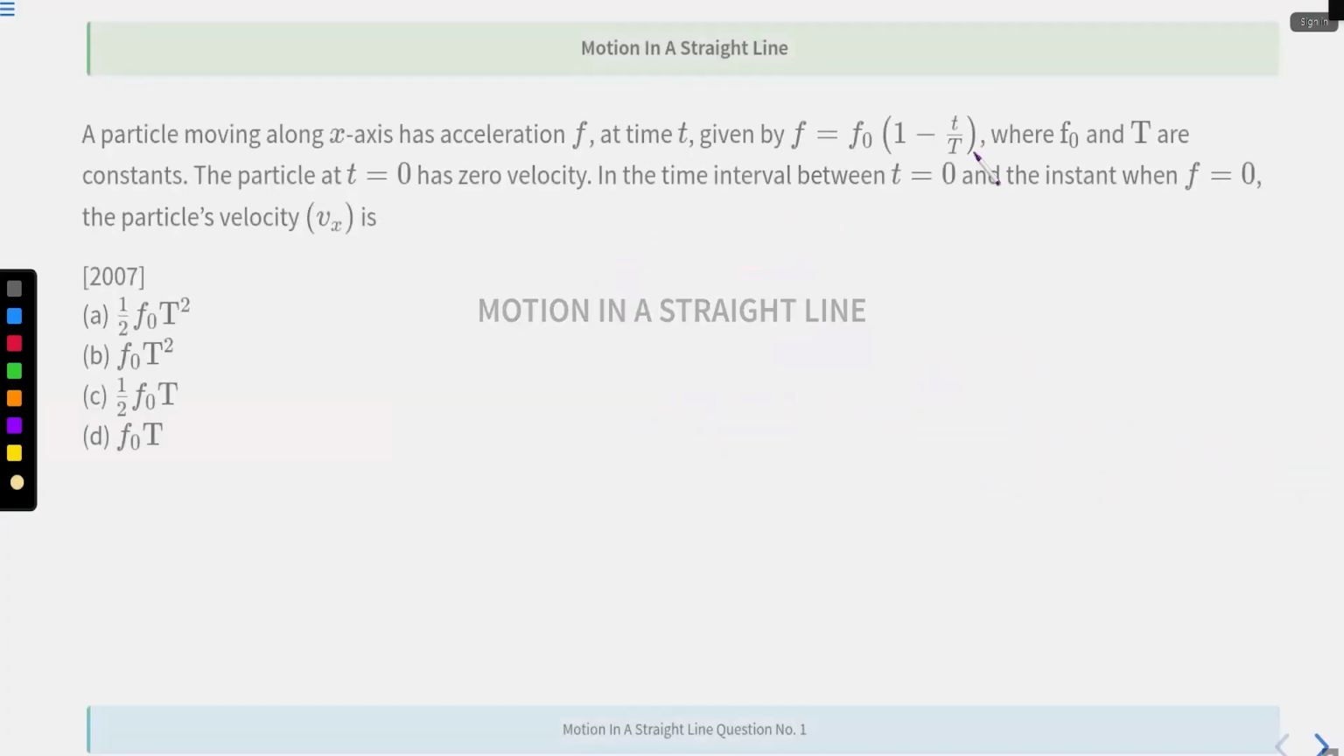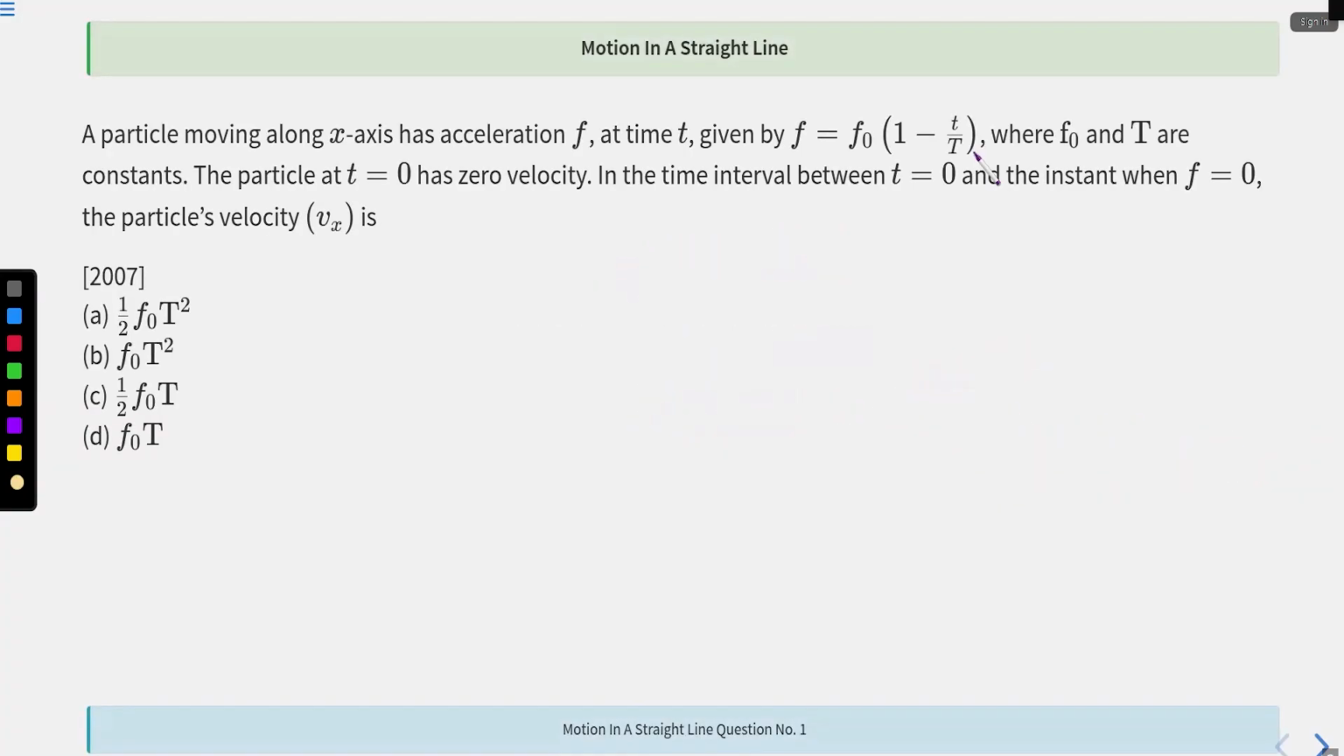So a particle moving along the x-axis has acceleration f at time t, given by f equals f naught into 1 minus t divided by capital T. So they have given the equation of acceleration in terms of f, where f naught and T are constants. A particle at t equal to 0 has zero velocity. So if a particle at t equal to 0 has zero velocity, then the initial velocity, which we say is u, is 0.